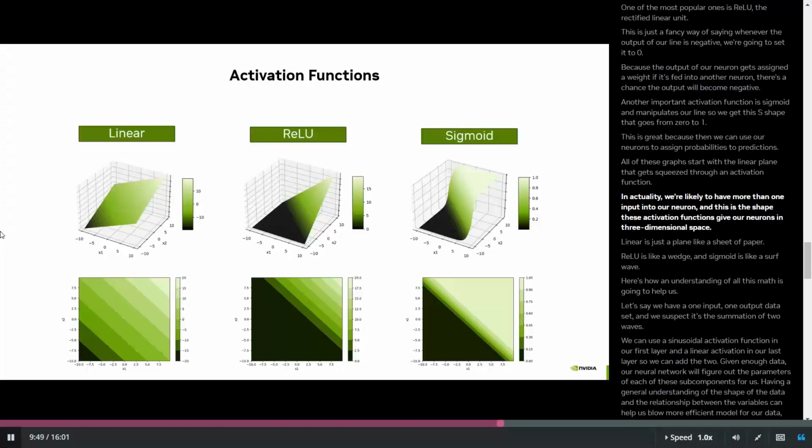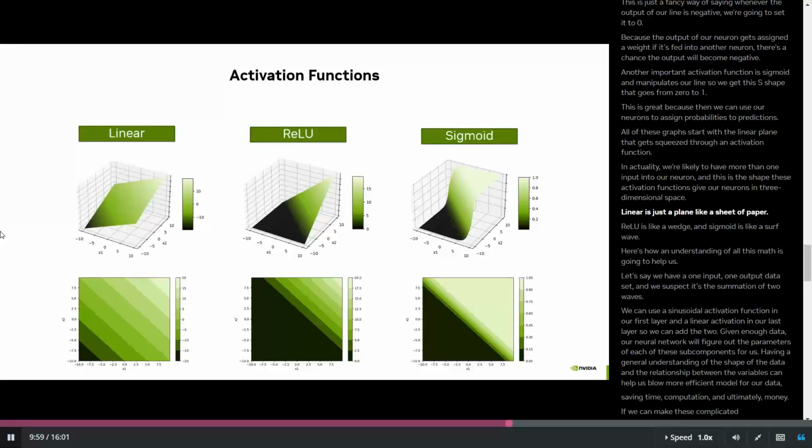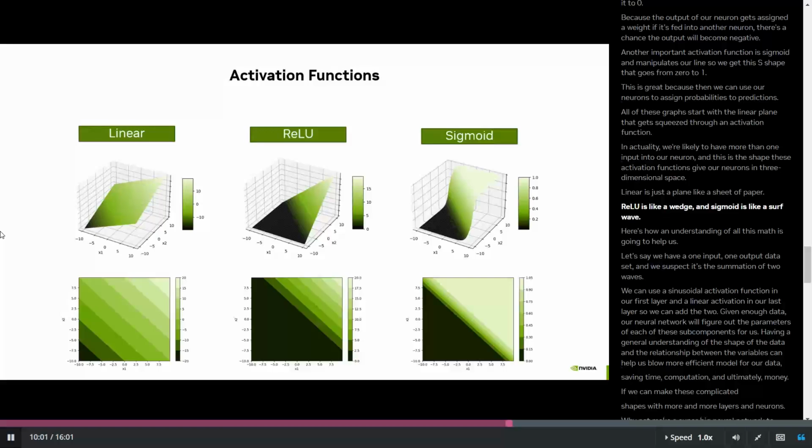In actuality, we're likely to have more than one input into our neuron, and this is the shape these activation functions give our neurons in three-dimensional space. Linear is just a plane, like a sheet of paper. ReLU is like a wedge, and sigmoid is like a surf wave.